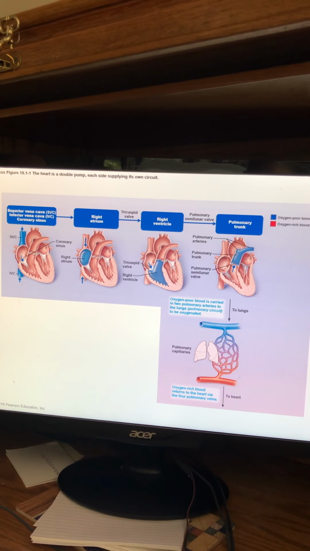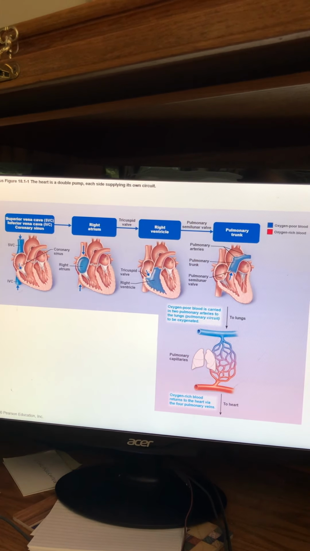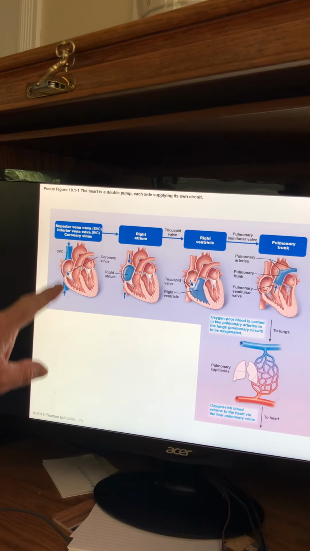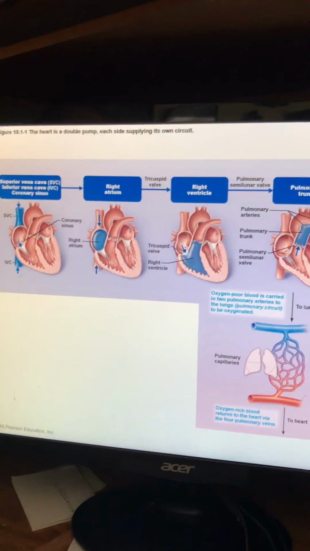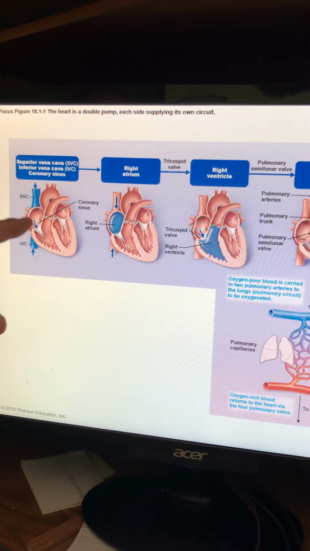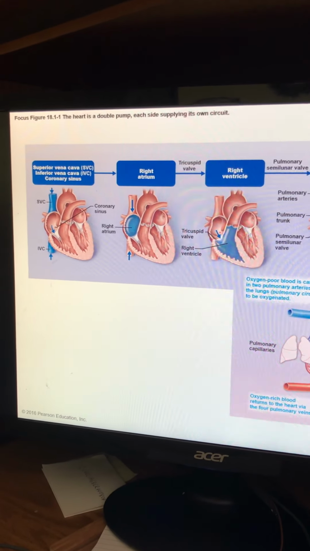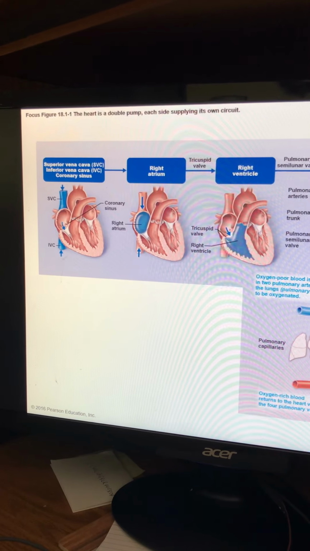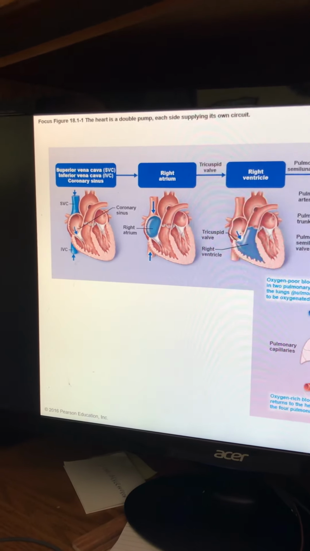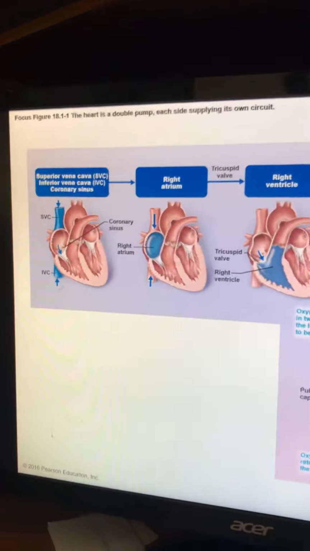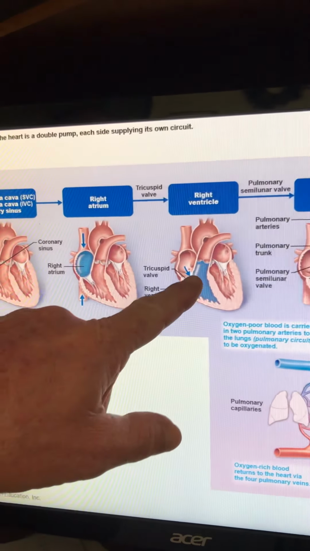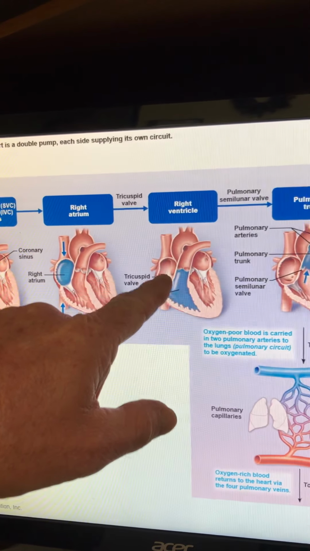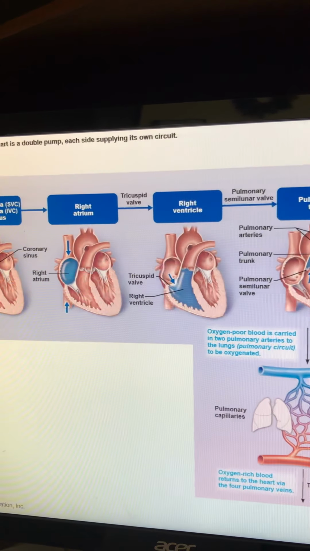Okay, so this picture here shows you that the blood is coming from the inferior vena cava below the diaphragm, the superior vena cava above the diaphragm, and also from the coronary sinus that you don't really see, a little bit there. Okay, so the blood is coming in, it's deoxygenated, so it's blue. It is going into a receiving chamber, which is the right atrium. Once the tricuspid valve opens, you can see the blood going from the atria into the ventricle.